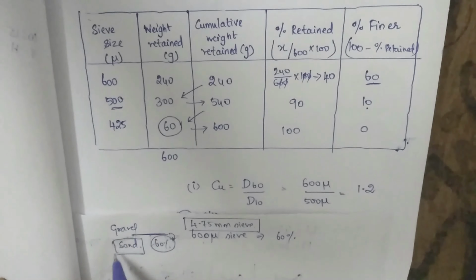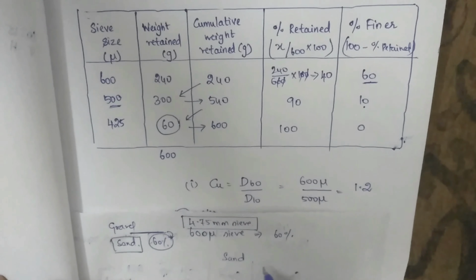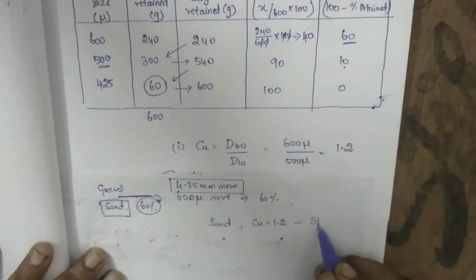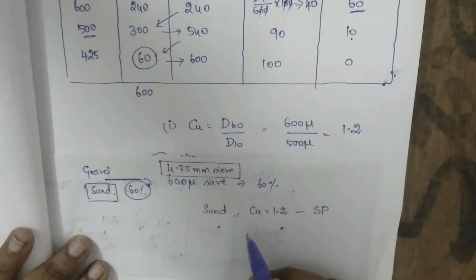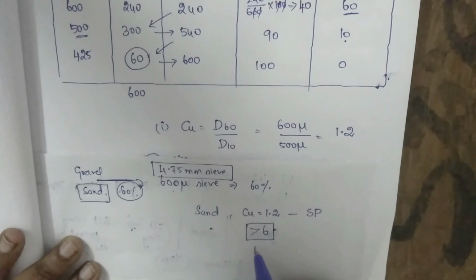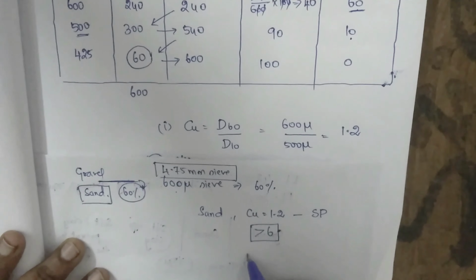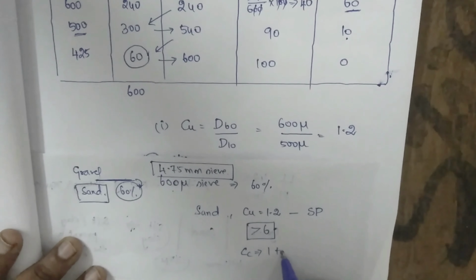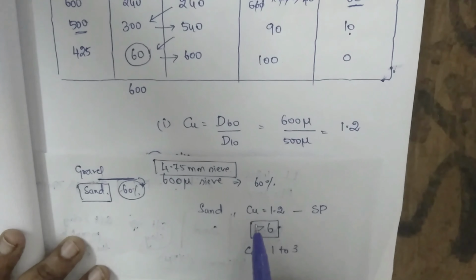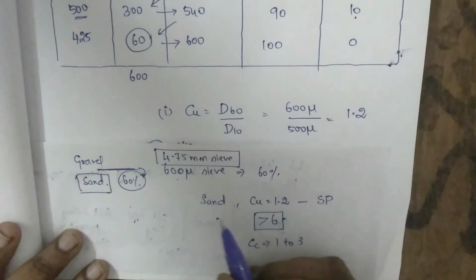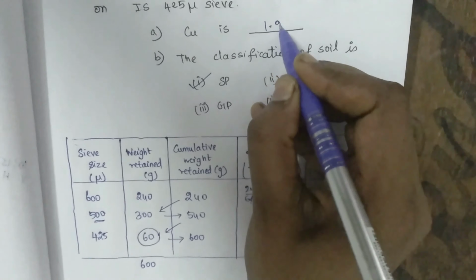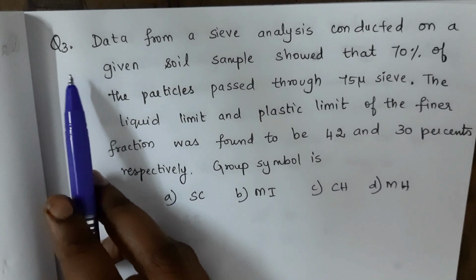Having classified it as sand, with the value of Cu as 1.2, we can say it is poorly graded sand, because for sand the Cu value should be greater than 6 for it to be well graded, and the Cc value should range from 1 to 3. Since we have only the Cu value, with respect to it, we can say the soil classification is SP. So the answer is SP and the Cu value is 1.2. The next question is question 3.